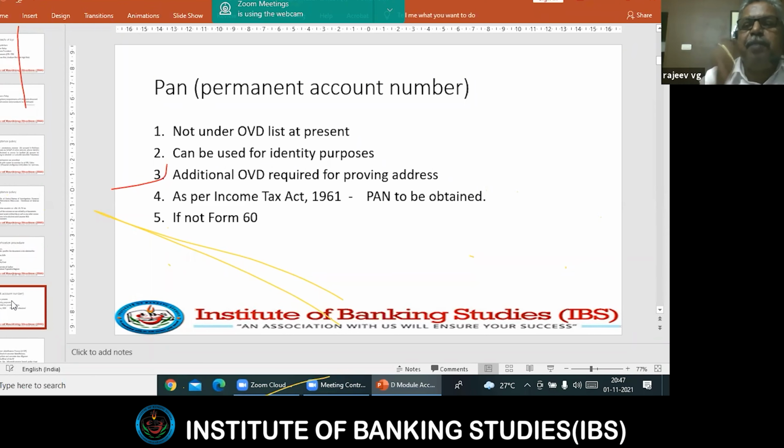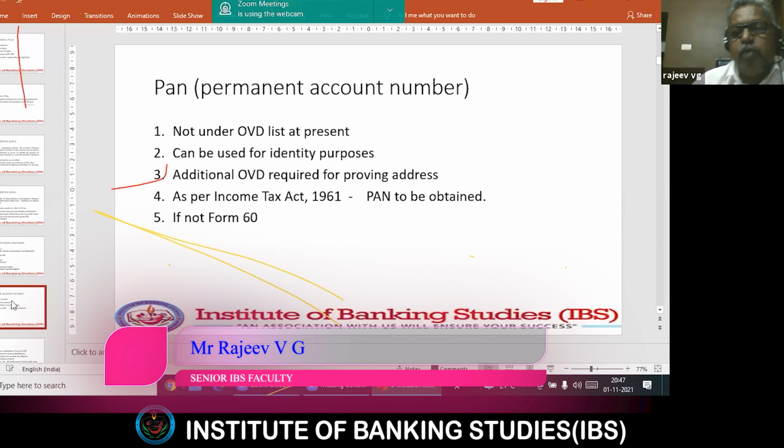OVDs for the limited purpose of address proof are utility bills, and there is a qualification: they should not be older than 2 months. Utility bills not older than 2 months are fine, no problem. Beyond 2 months, if it is older than 2 months, then it will not be accepted.